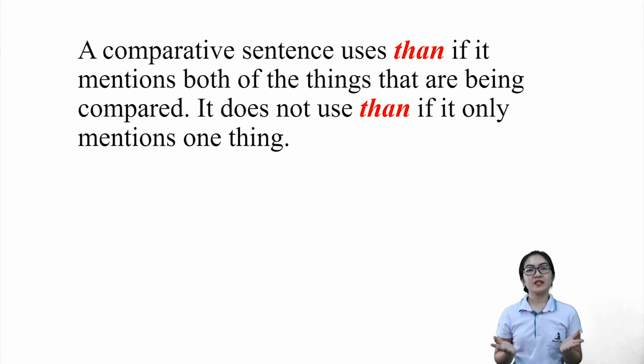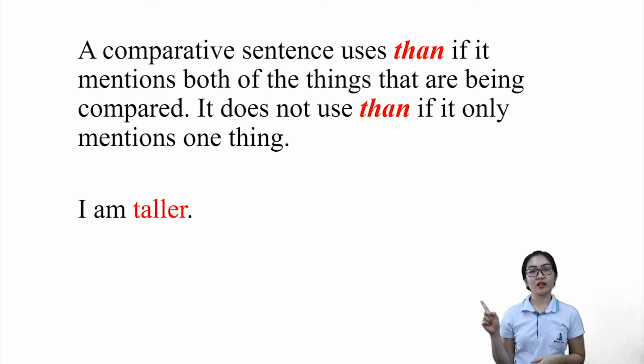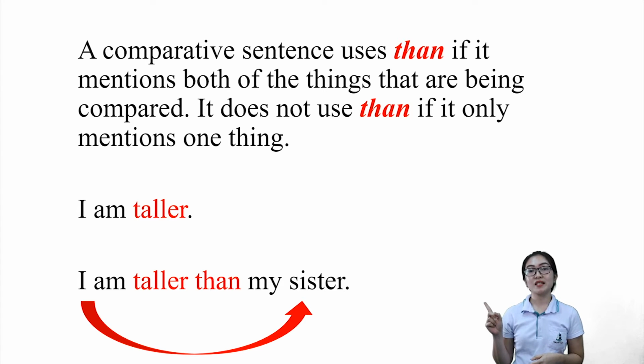A comparative sentence uses than if it mentions both of the things that are being compared. It doesn't use than if it only mentions one thing. For example, I am taller. If you mention the other person whom you compare yourself to, like your sister in this example, then it becomes I am taller than my sister.